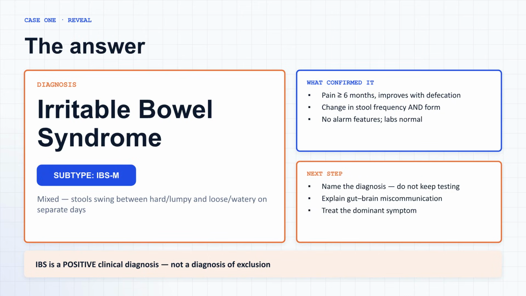The next step is to name the diagnosis for her, explain that the gut and the brain are miscommunicating, and start therapy aimed at her dominant symptom. Now let us build the teaching behind that answer. Notice too that she does not need a colonoscopy. Her age and her clean history do not call for one.